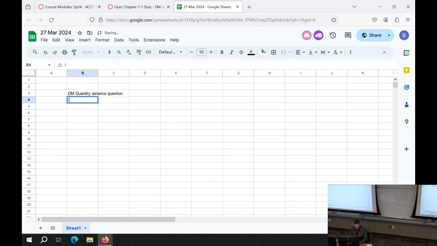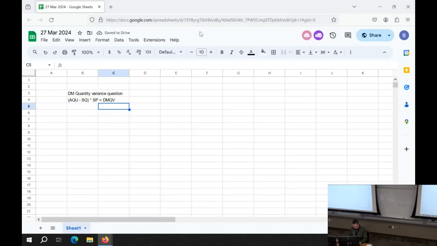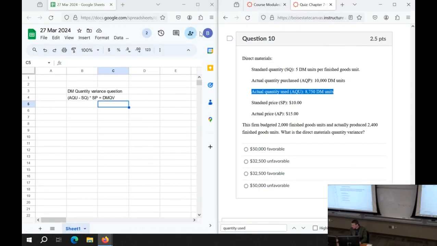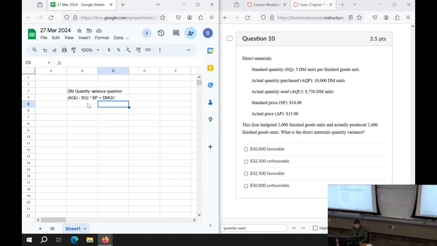We are going to just write out my equation here. AQU minus SQ times SB, and that's going to equal the DMQV, direct materials quantity variance. All right, so in the question here, we just copy down: we have actual quantity used and standard quantity and standard price.